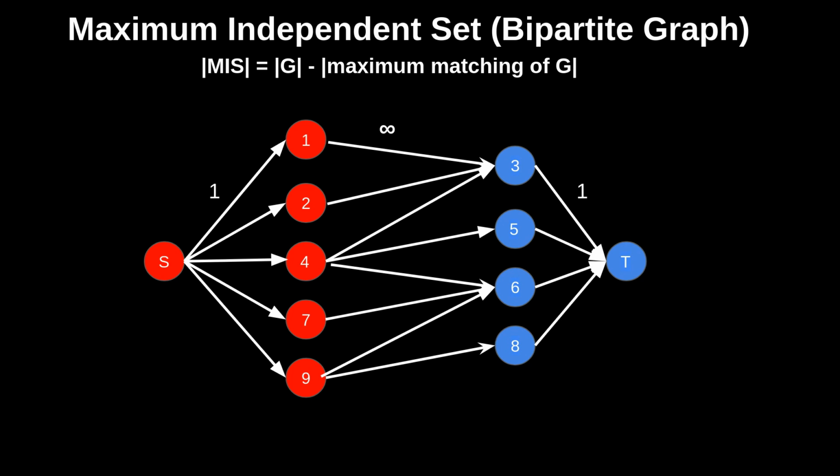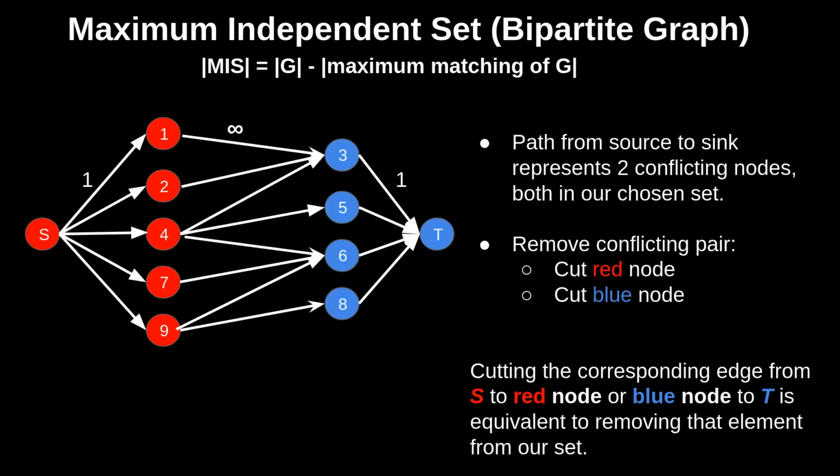It turns out that if we make this flow graph, the cardinality of our maximum independent set, the size of our maximum independent set, ends up being the size of our original graph, not including the source and sink nodes, minus the maximum matching, or minus the flow of this bipartite matching graph that we've constructed. Now, why is this true?